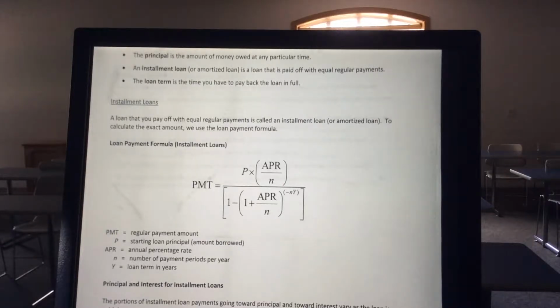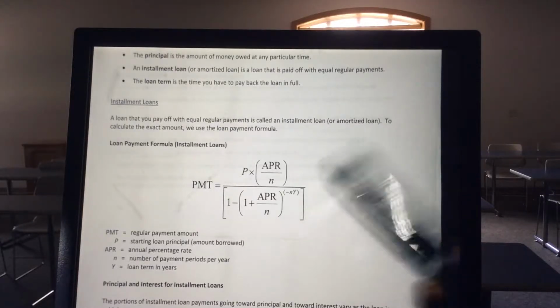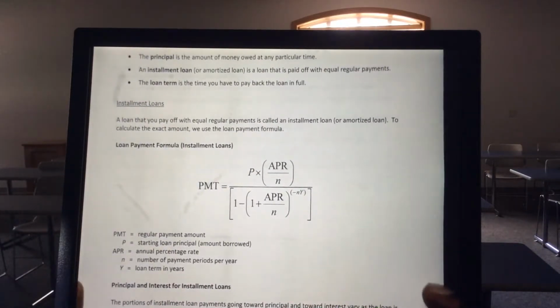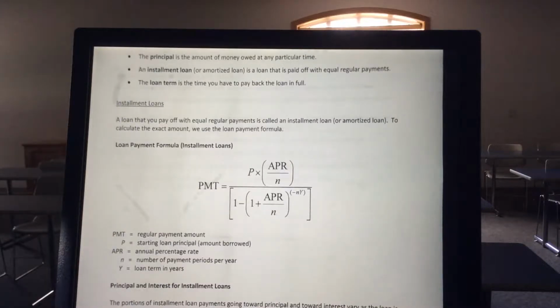And to calculate the exact amount, we use the loan payment formula, and this is for installment loans. And that's this formula: PMT is equal to P times the quantity APR divided by N, all divided by 1 minus the quantity 1 plus APR divided by N, raised to the N times Y power.